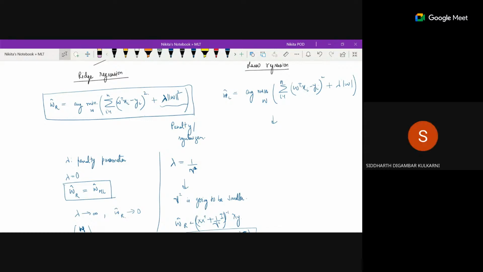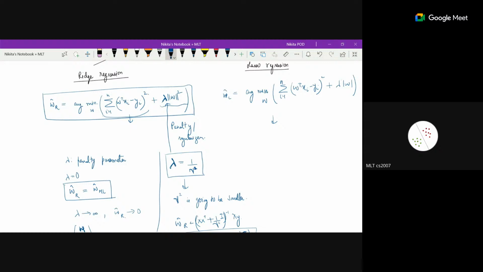So gamma is small or large? It is small, so lambda is larger. Okay, I'm getting confused. So this lambda is basically the penalty parameter I'm talking about, and this is given by 1 upon gamma square, right?